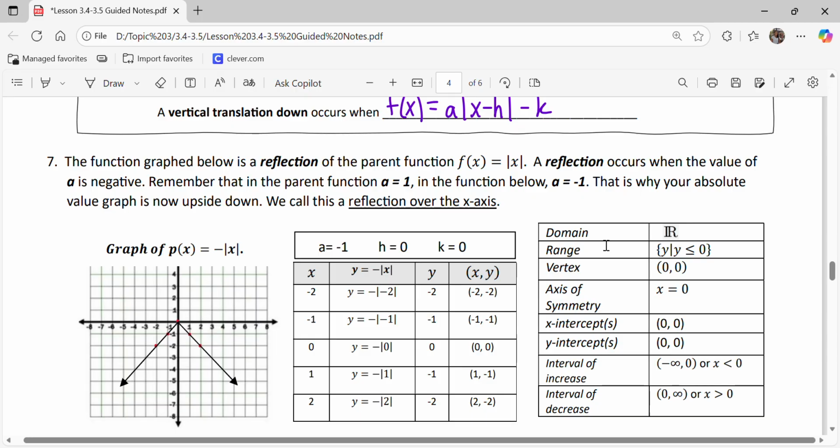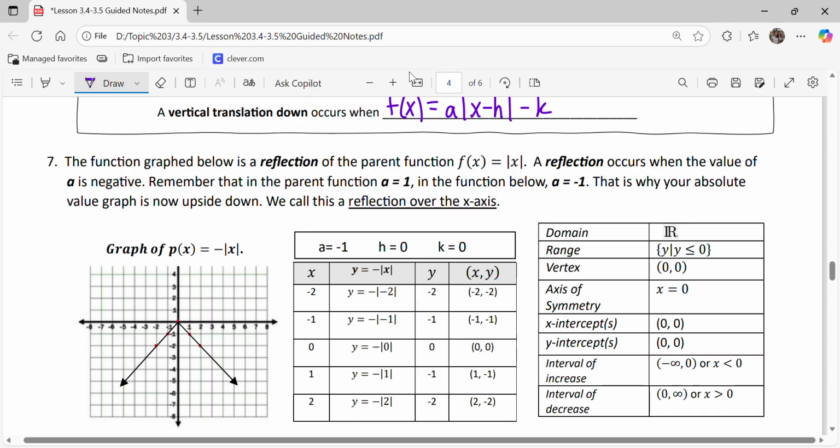Some differences here. Domain is still all real numbers. Since the highest point here is now 0 and it goes down, range is now y is less than or equal to 0. Vertex is still 0, 0. Axis of symmetry is still x equals 0. X and y intercepts are both still 0, 0.